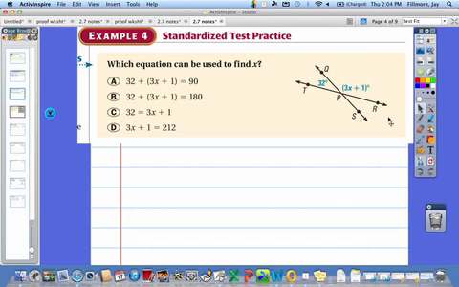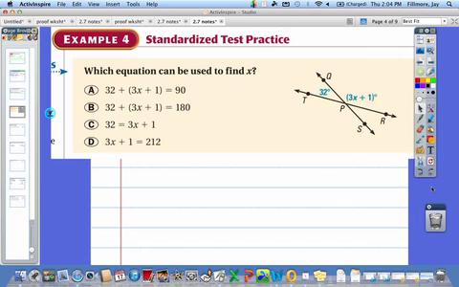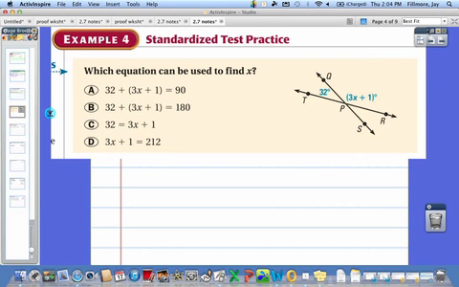Looking at a review of things we talked about in Chapter 1, we're going to look at some vertical angles and linear pairs. For this problem, we're looking to find an equation to solve for x. Well, x is in this angle here. But to form an equation, I need two pieces, one on one side of the equals and one on the other side. So far, all I have is 3x plus 1.